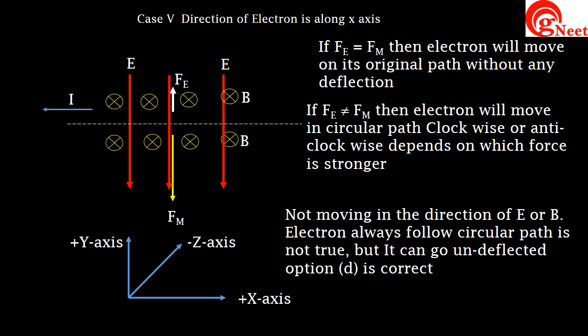Now, option A to C uses the word always. It means it should be true for all the cases, which is not so. However, option D states it can go undeflected. Here, word can is important. It implies that electron is going undeflected in certain cases. Thus, option D is correct.